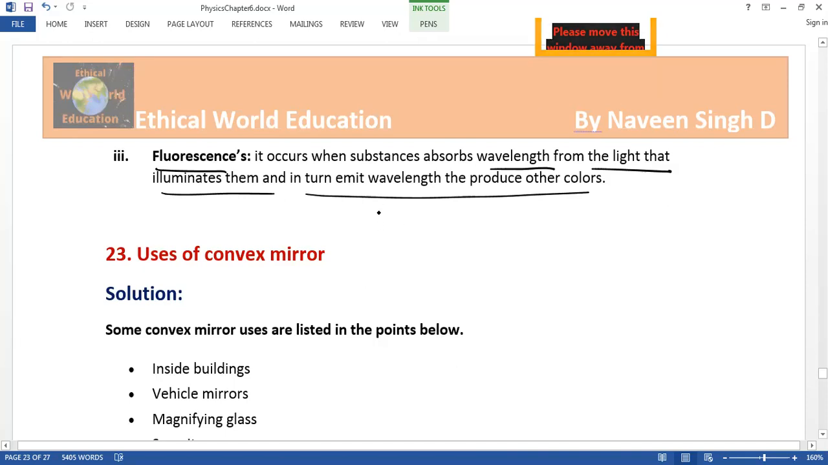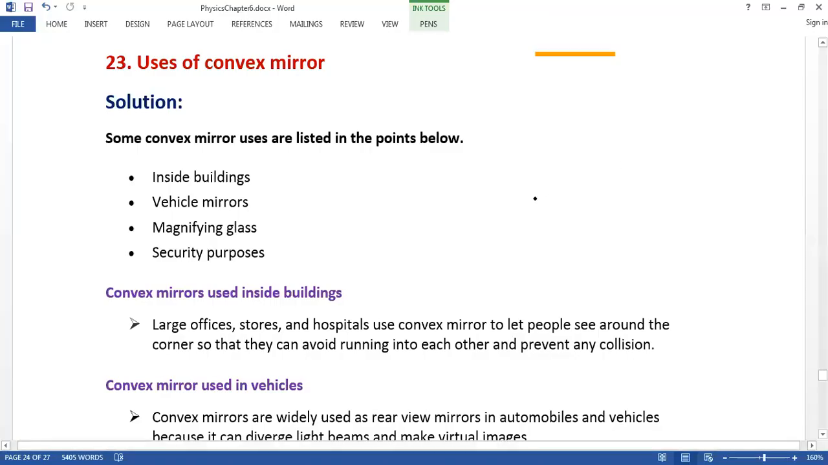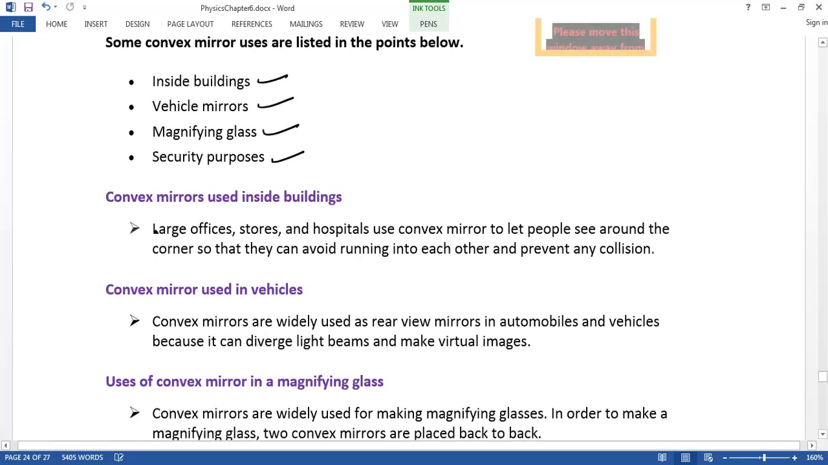Let us move on to the next one, that is uses of convex mirror. Let us see some of the uses of convex mirrors. Convex mirrors are used inside buildings, in vehicles, in magnifying glasses, and for security purposes. Let us discuss one by one. Inside buildings, in large offices, stores, and hospitals, the use of convex mirrors is very common. People can avoid running into each other and prevent collisions. One other advantage of a convex mirror is that it covers a wide area.